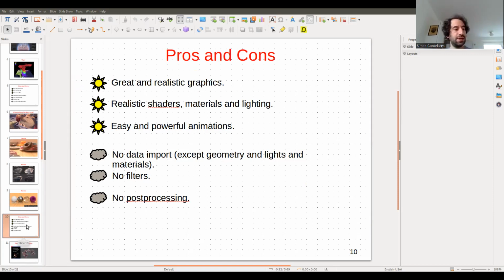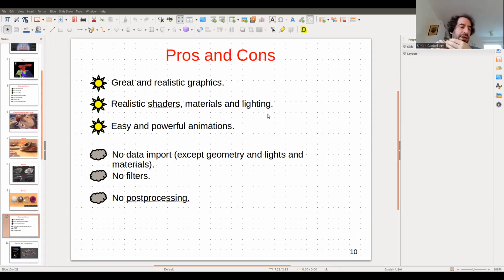Now, these programs like Blender and also the more commercial ones have the advantage that you can make really great images that look very realistic. You have a lot of shaders, materials, ray tracing options, and animations are very easy to do in those. If you have camera movements, text coming in, and some animation, you can combine it very easily. In PowerPoint, for instance, I did it several times, and it's a huge pain.